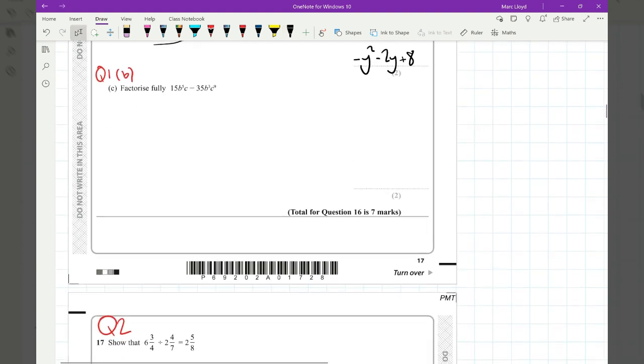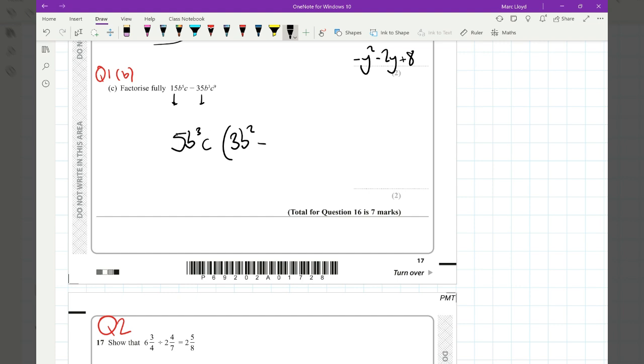Okay, sorted. Factorise fully. So first of all, what number can we divide both of those by? Well, it's going to be 5. Then we can divide both of those two terms by the lowest power of b, so b cubed. And then the lowest, I guess, would be on the left-hand side, which is just c. We now divide those two terms by the term on the outside. So 15 divided by 5 is 3. b to the 5 divided by b cubed is b squared. And then c divided by c is 1.